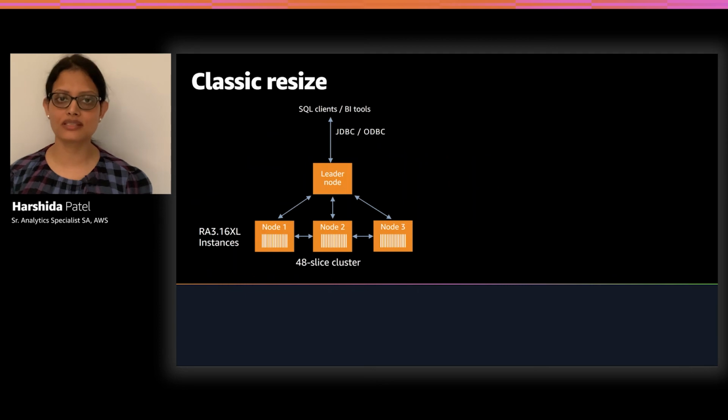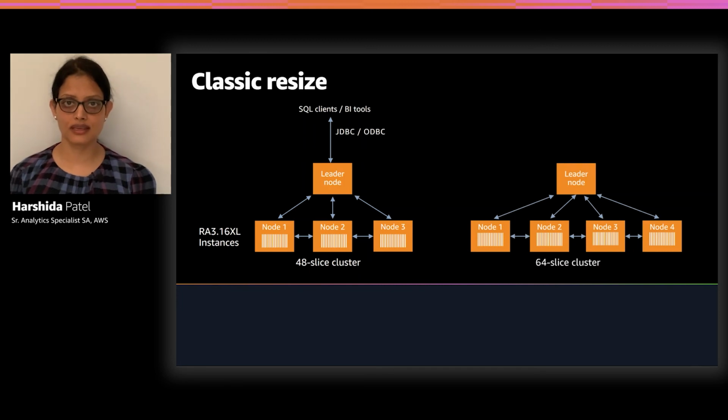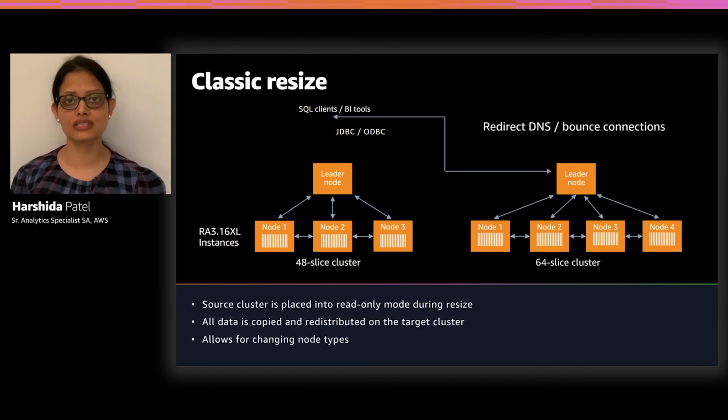In this example, we are starting off with RA3 16xlarge, 3 compute nodes. So the total number of slices is 48. When you initiate a resize with classic resize, Redshift provisions a new cluster with 4 compute nodes. It puts the main cluster into read-only, does the binary transfer of the data, and when the binary transfer of the data is completed, it switches the DNS. So we started off with a 3 compute node RA3, and we end up with a 4 compute node RA3 with a total of 64 slices. And with classic resize, Redshift will distribute the data across the compute nodes and slices.